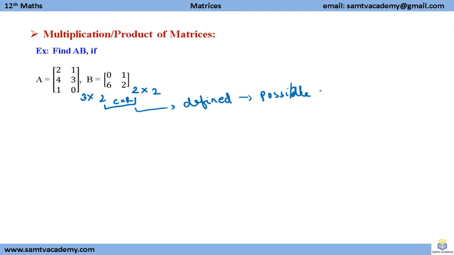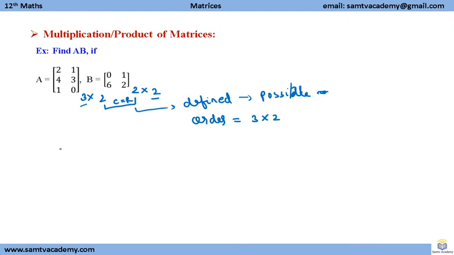And what will be the order? Okay, so order will be 3 by 2. A 3 by 2 matrix. First we can see what the elements of a 3 by 2 matrix will be, meaning it will have 3 rows and 2 columns.